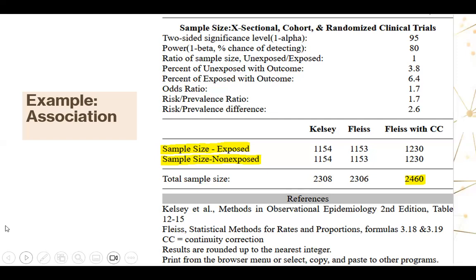the unexposed and exposed. You're running it at a 95% significance level with a power of 80%, and then you have a risk or prevalence ratio of 1.7. It rounded off the 1.67 to 1.7. So you see how it was done, at what values and at what premises and assumptions.